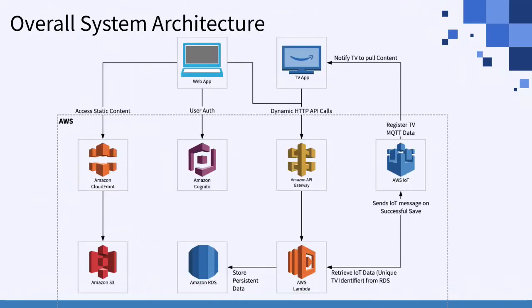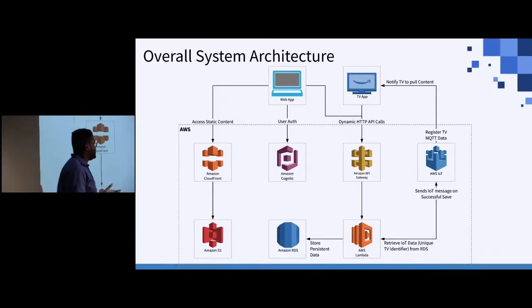And then this is the overall system architecture I was talking about. On the top, you have the web app and the TV app. The web app's static content is stored in S3, as Phil said, and then users are authorized through Amazon Cognito. The web app and the TV app are both linked to API Gateway, which links to AWS Lambda to hit the database or perform any backend actions.